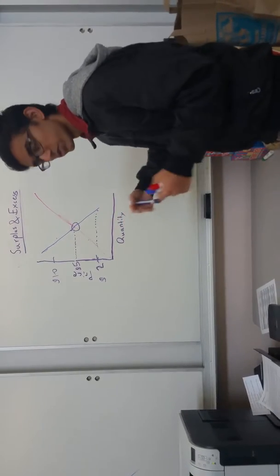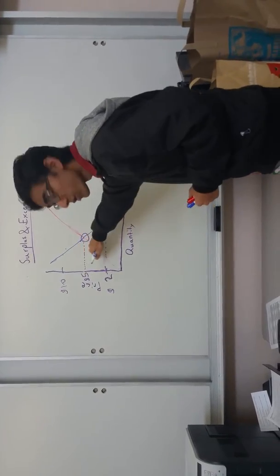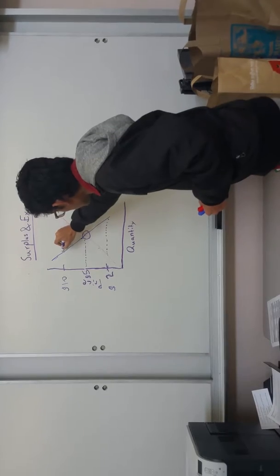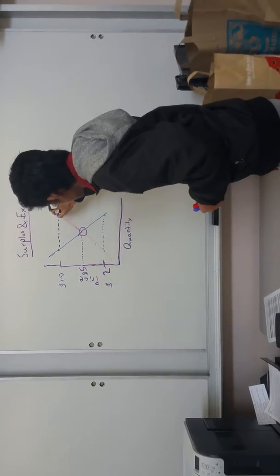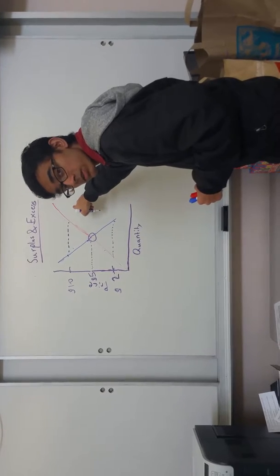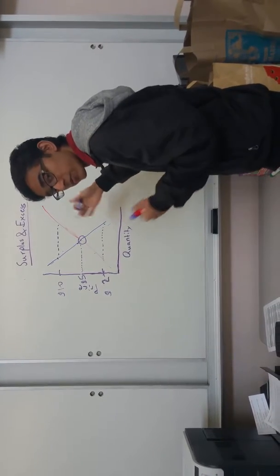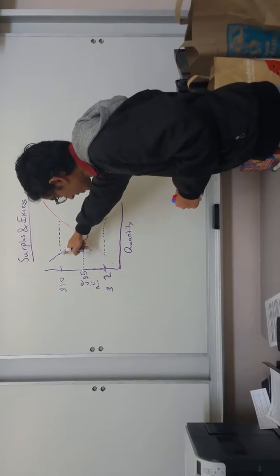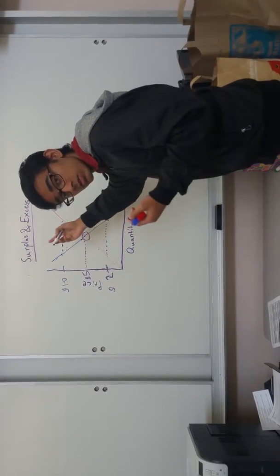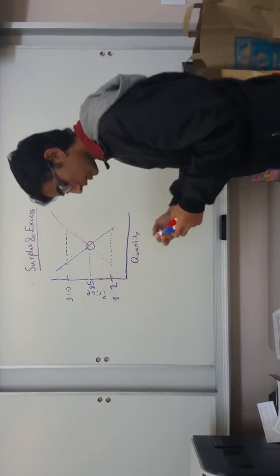People demand more than what's available. However, when you're at a price that's higher than the equilibrium, say $10, you have excess supply, because more suppliers want to sell more of the product at a higher price, so they can have more revenue. But buyers don't want to demand as much because it's at a higher price. So then you have a problem of excess supply.